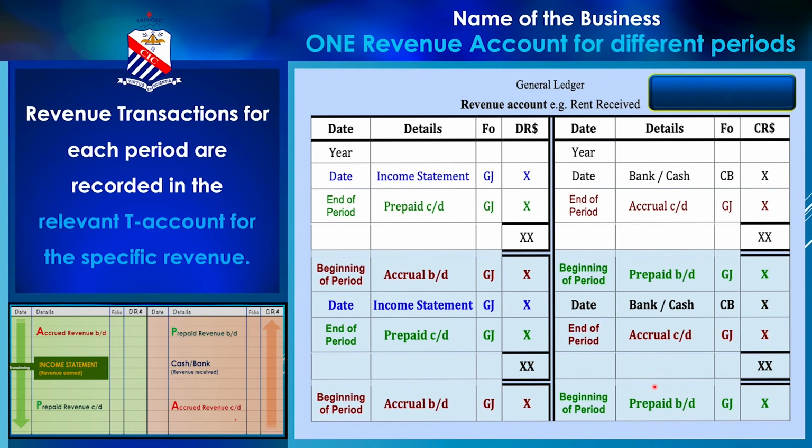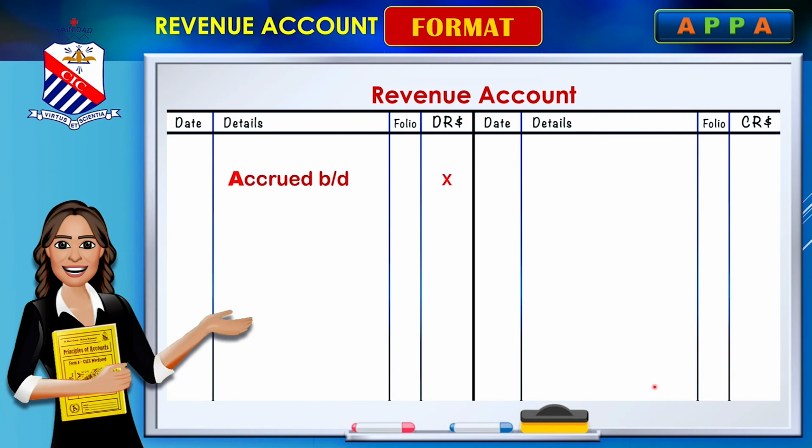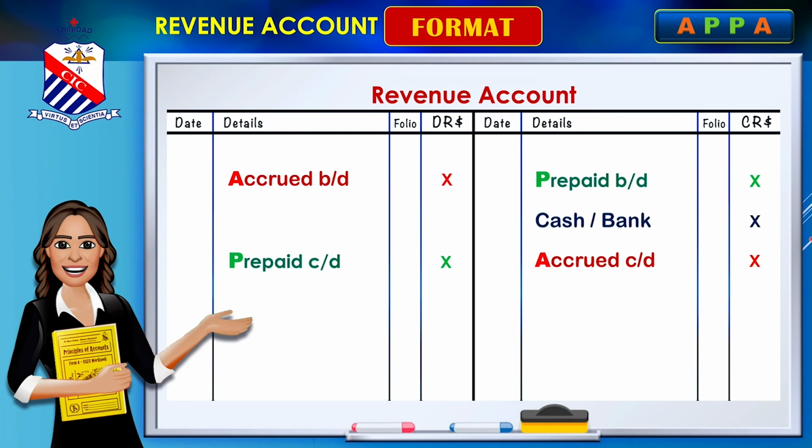So it's APPA because it's switched, and in the revenue account we have APPA: accrued, brought down, prepaid, accrued, with your beginning figures at the top and your carry down figures at the bottom. And just like with the expense, you have the two in the middle, but unlike expense where cash and bank was on this side, any cash received goes on the credit side because revenue is increased by crediting.